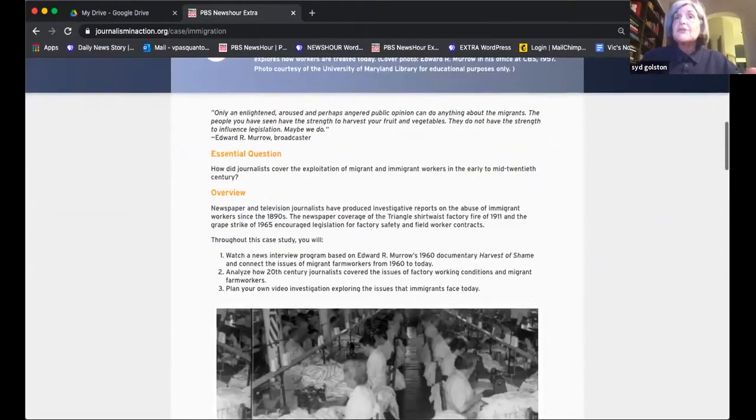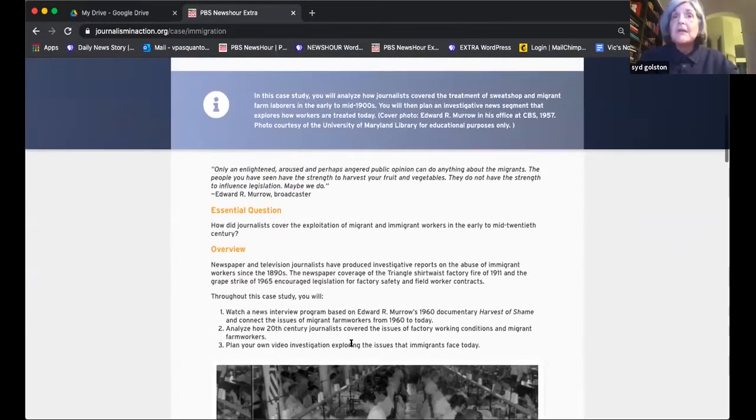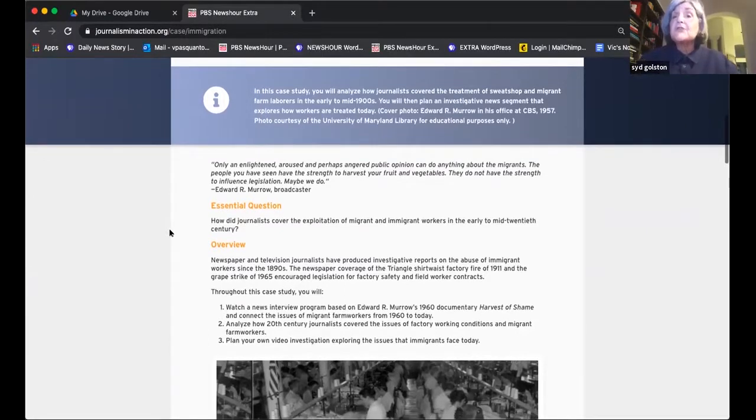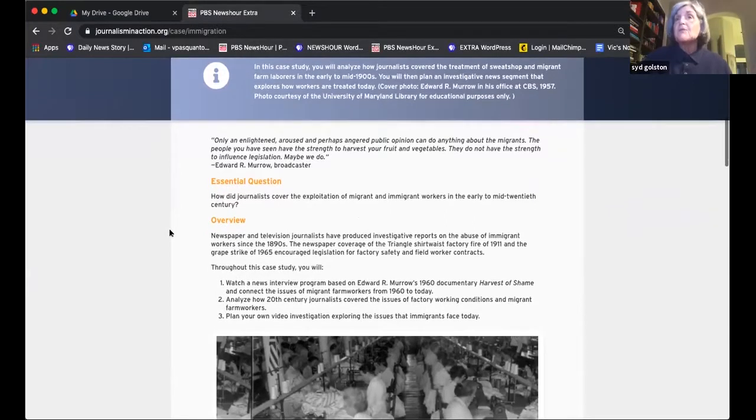In the introduction to every unit, you'll see introduction, investigation, outcome. In the introduction is a lot of content. Also, an essential question. Every unit has one. In this case, it is how did journalists cover the exploitation of migrant and immigrant workers in the early to mid 20th century? The overview section will be very content rich.